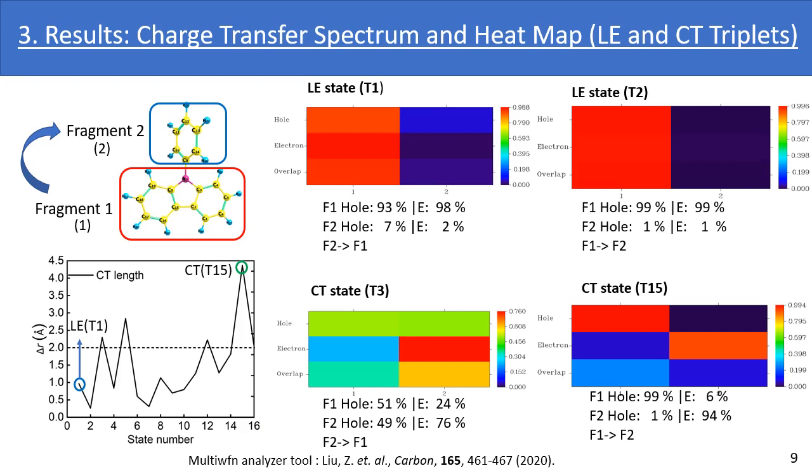However, for state 15, we see that the localizations of electron and hole are on different parts of the fragment. For example, the hole is localized on fragment 1, whereas the electron is localized on fragment 2. Thus, the overlap function is extremely low, and we can identify it as a charge transfer state.